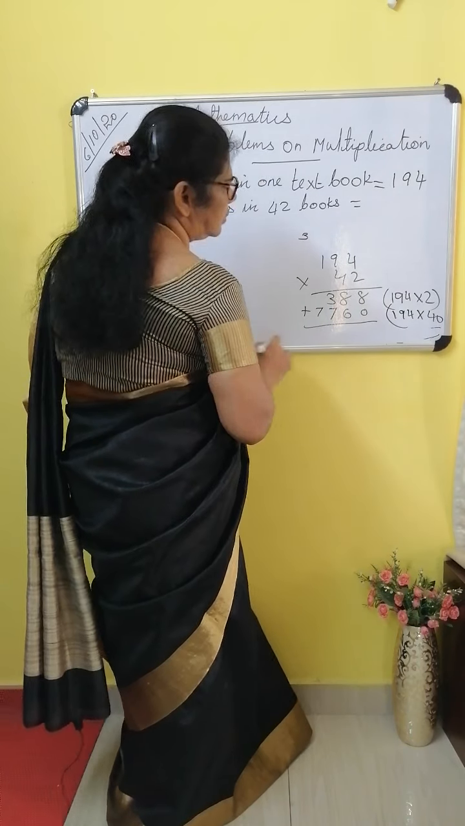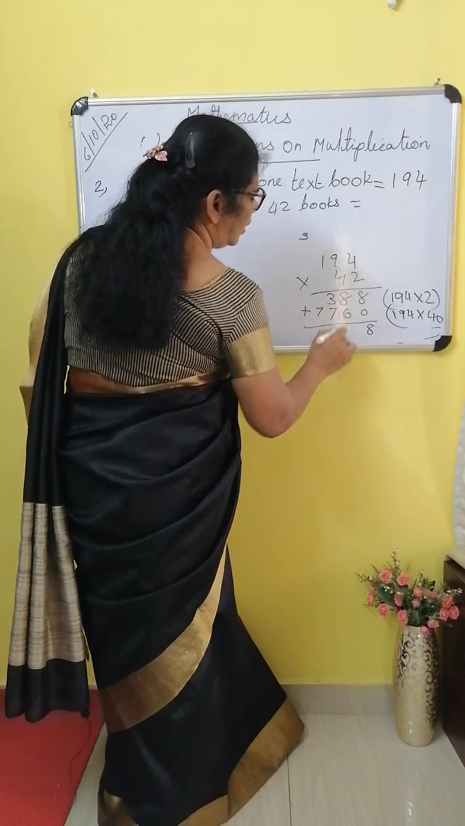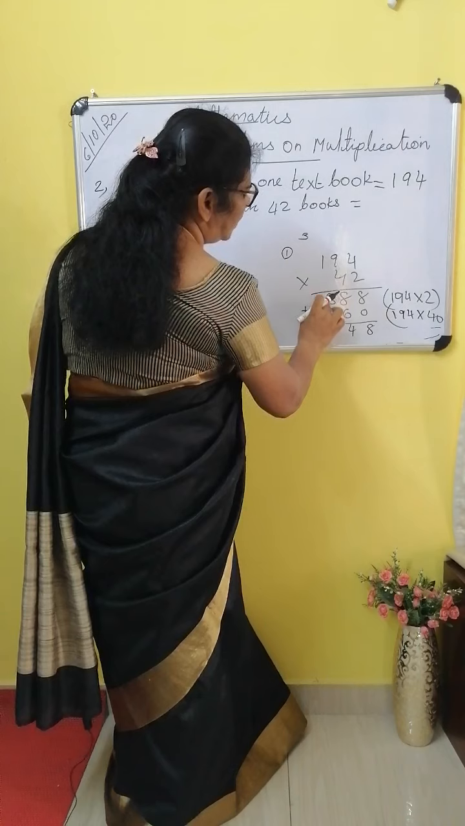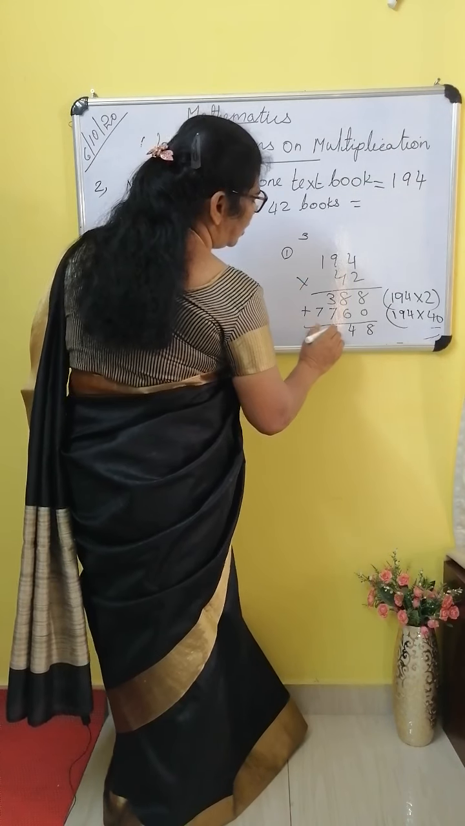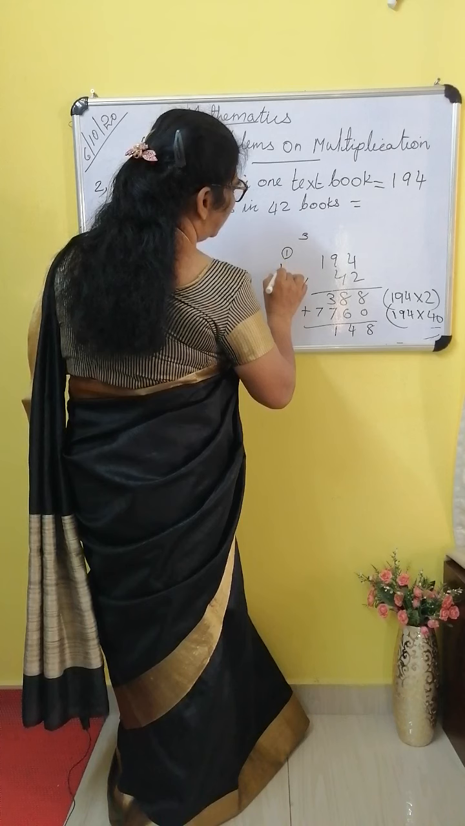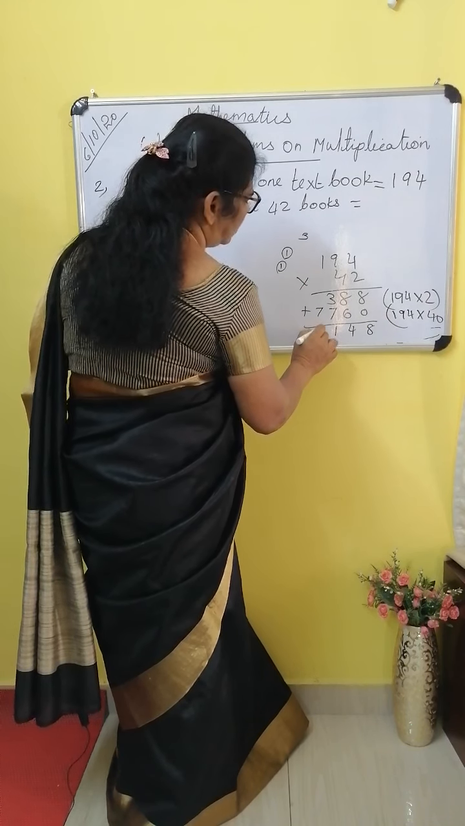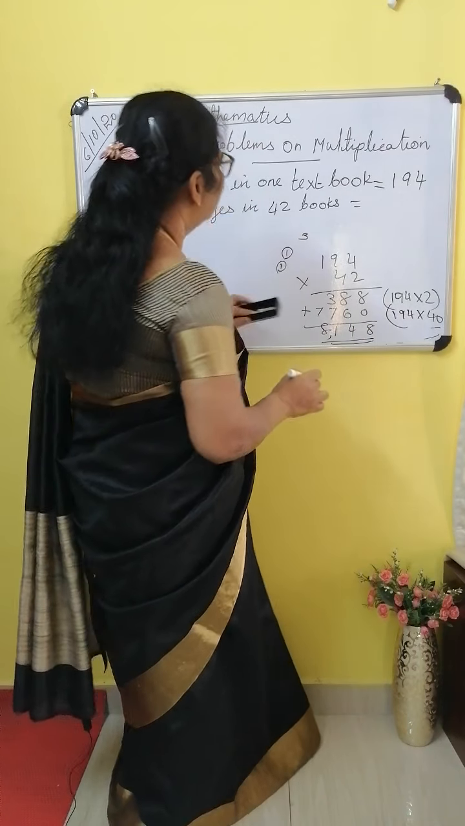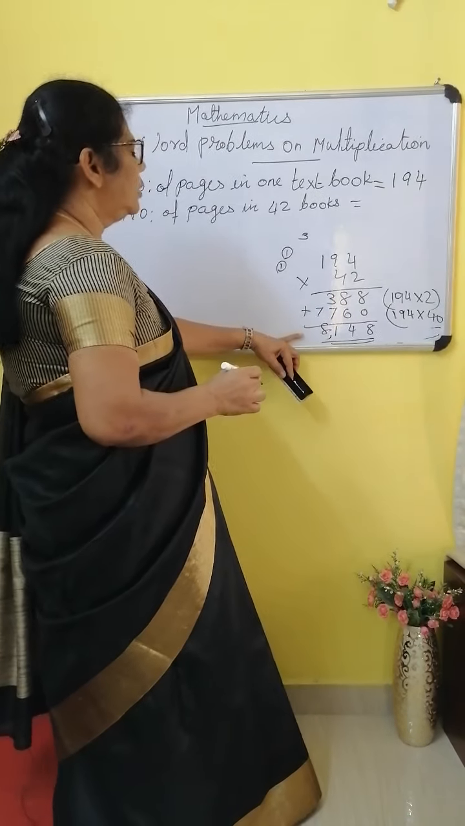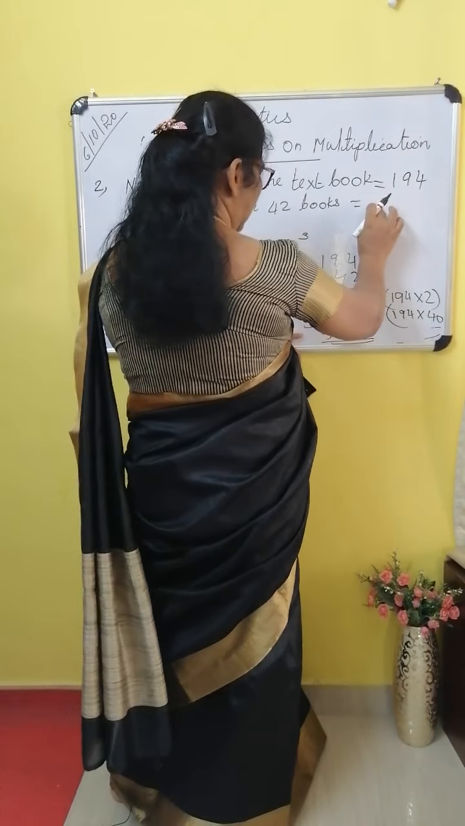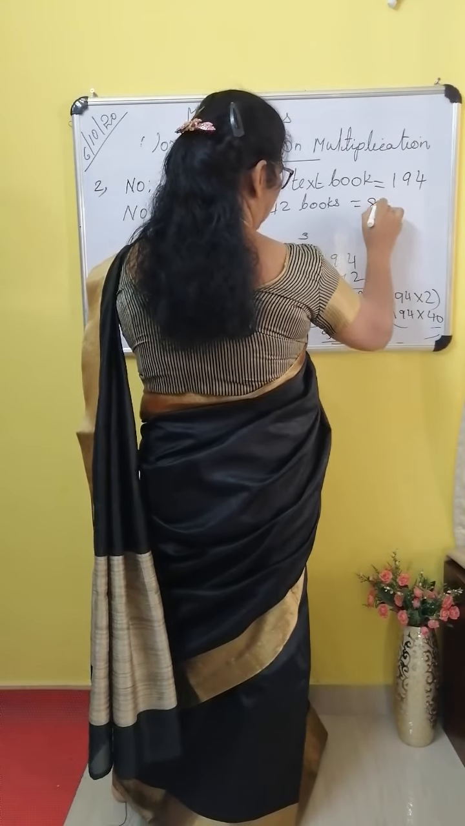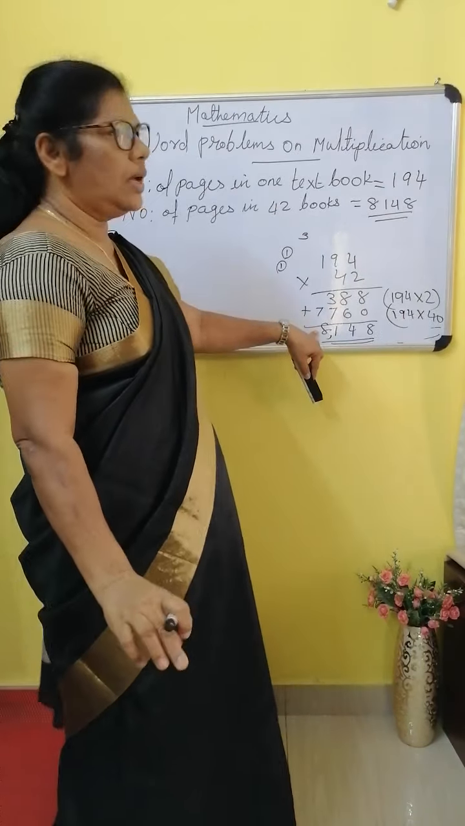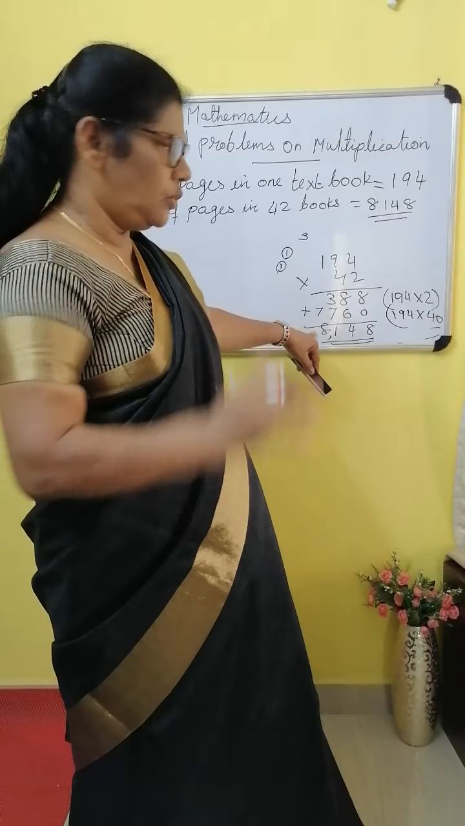Then put a plus. 8 plus 0, 8. 8 plus 6, 14. 1 remainder. 7 plus 3, 10 plus 1, 11. 1 remainder. 7 plus 1, 8. Put a comma, then put an underline. This one we are doing in the margin. Okay. Then write the answer in the proper place. 8148. Let it be the answer in the margin. Don't rub it, okay, after doing.